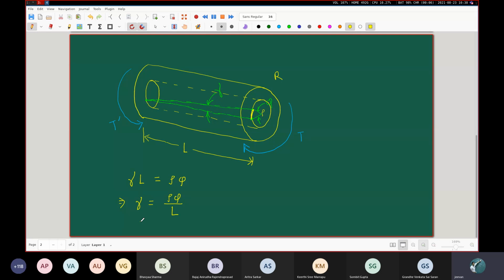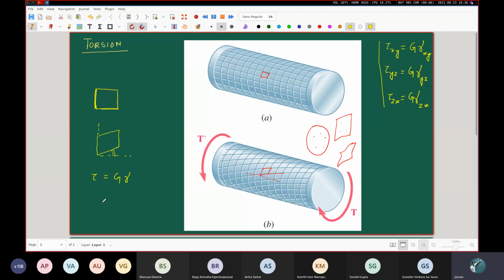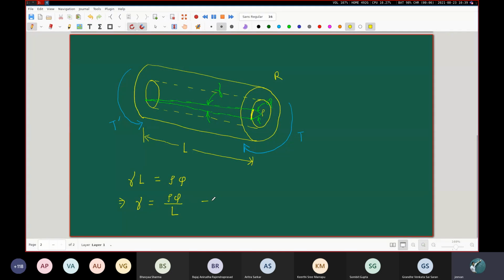Very easy. Now you see, go back to the previous slide. Tau is equal to G into gamma. G is a material property, which will be available to us because we know what material we are using, and gamma we have just found out, at least in terms of that angle phi. So now we can say that tau is equal to G into gamma, and this is equal to G into rho phi divided by L.